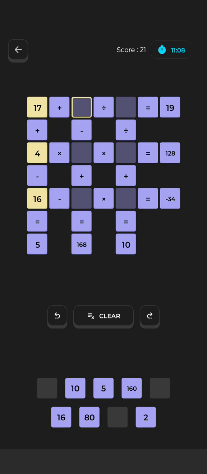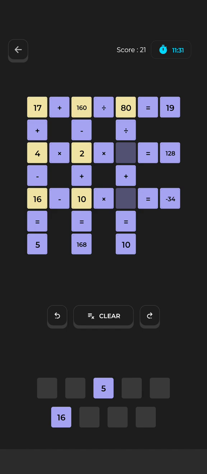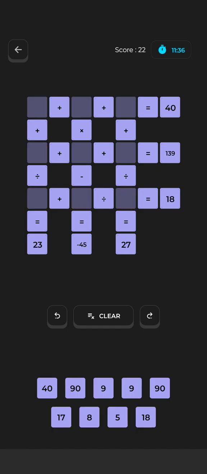If I do 160 divided by 80, yeah, 160, because in this column we have 168. So we have to do 160 divided by 80, and then we got 8 here. Then the only combination is 10 minus 2. So it will be 8 into 16, and then 5. I think that was the toughest we have ever done in this session.